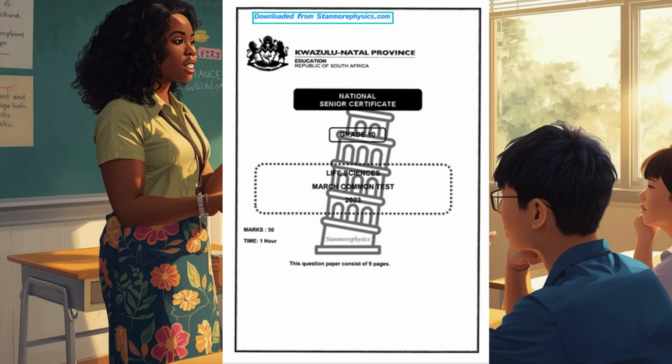Today we are going to continue our journey through the March 2023 Life Sciences Common Test from KwaZulu-Natal. In the last video we finished question 2.2. So today we are jumping straight into question 3. This section covers cells and mitosis, which are foundational topics for grade 10.